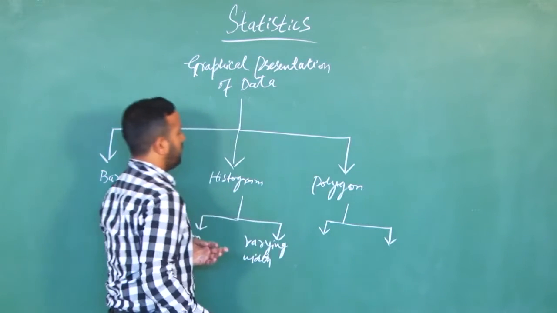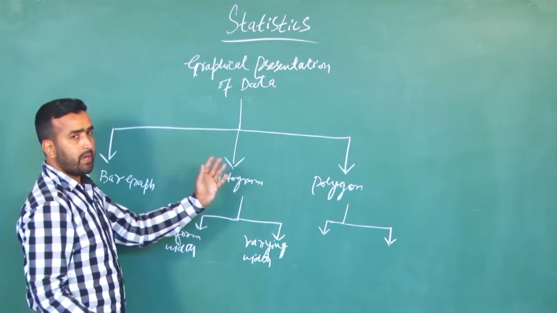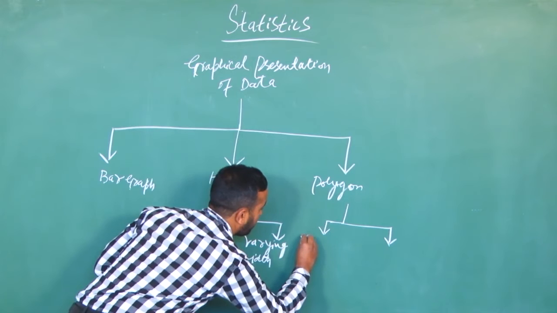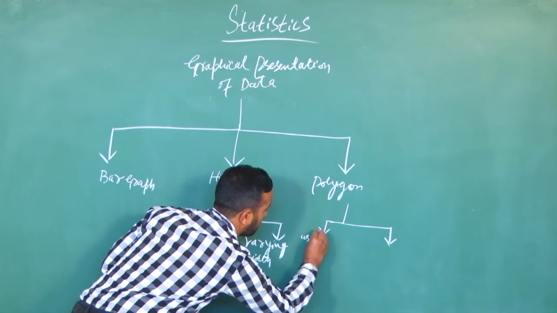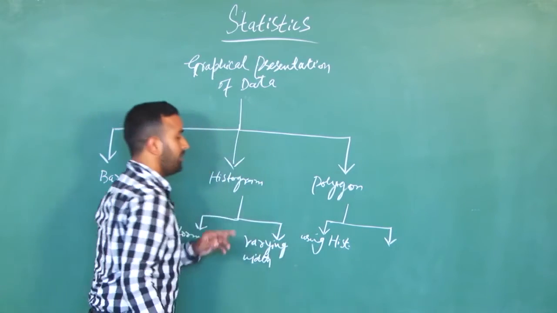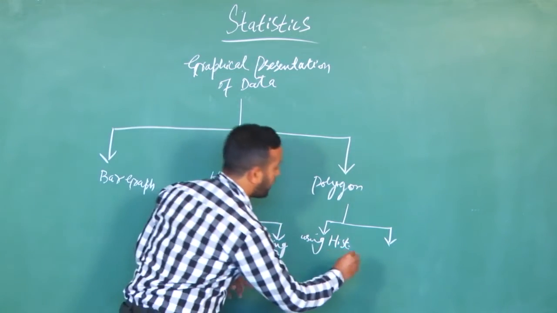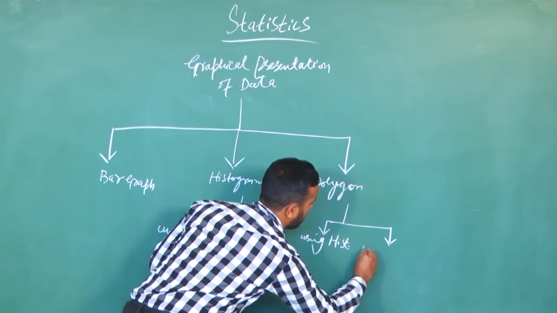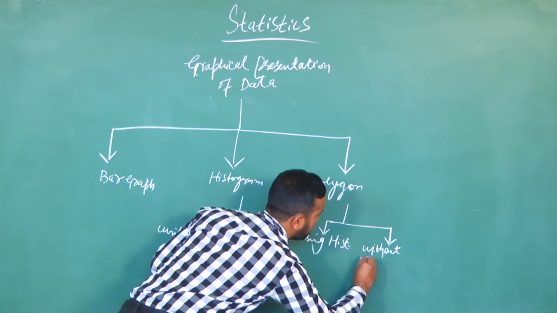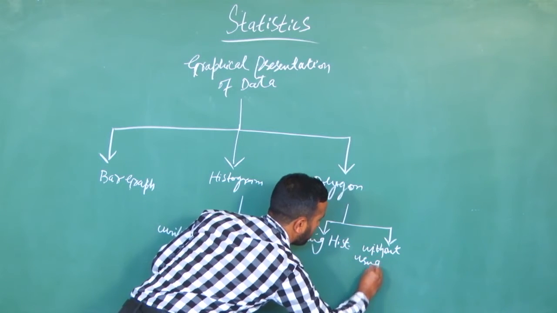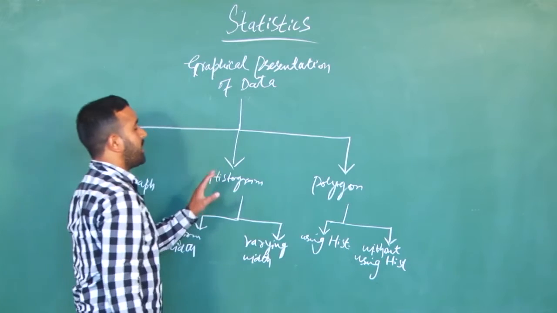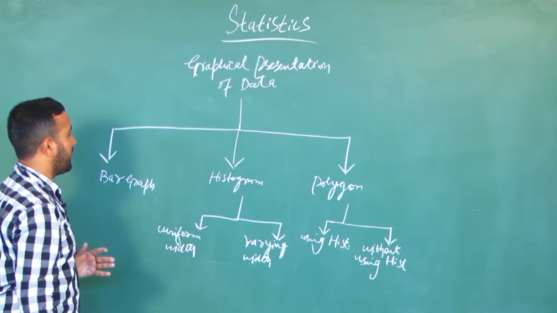Actually, polygons can be drawn from histograms as well. So one way is using histograms, and the other is without using histograms. This graphical presentation we'll see in the numerical examples.